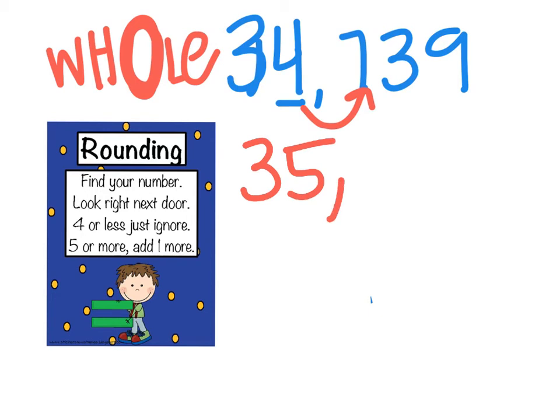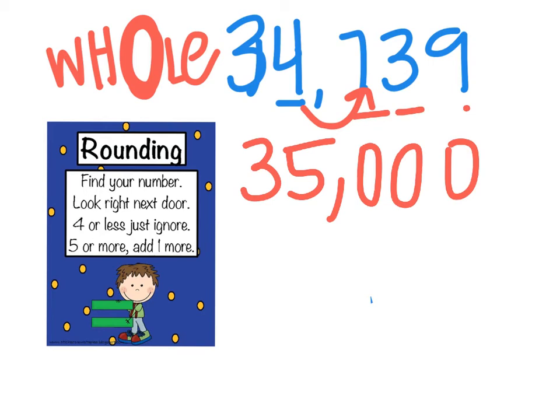And after that, I can't just leave it at 35 because it needs to be 35,000. So I fill in the rest of the place value spots with zeros, the hundreds, tens, and 1 spot. I remember this because in the word whole, like whole numbers, there's an O or a 0. So when you have whole numbers after the rounding digit, everything else becomes a 0.